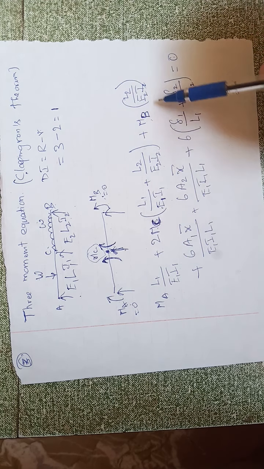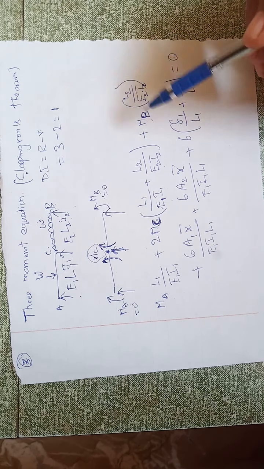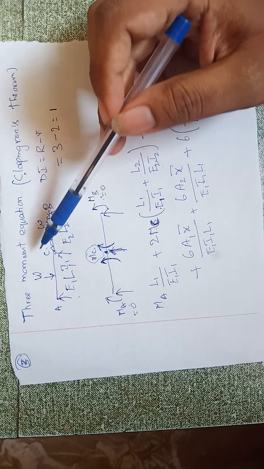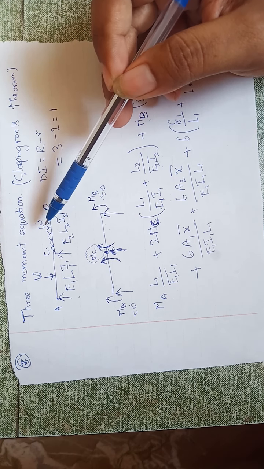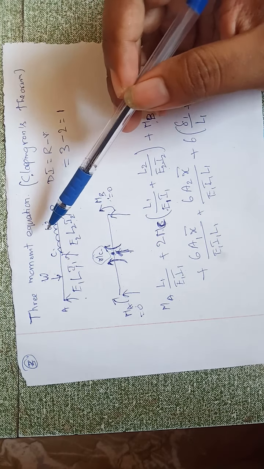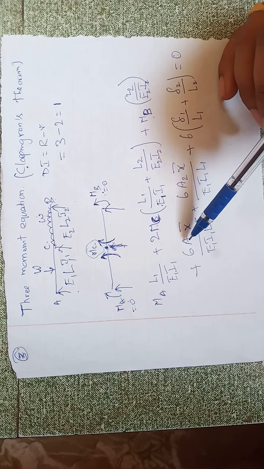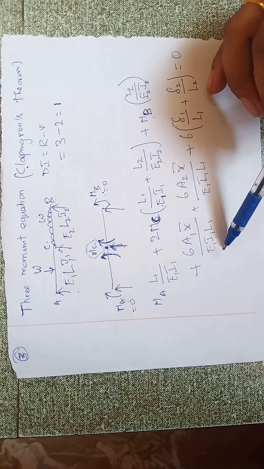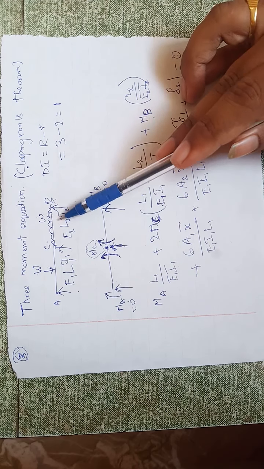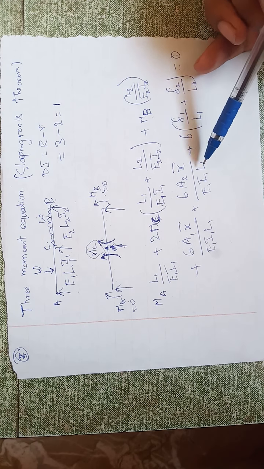So this is a basic three moment equation. In addition to that, based on the principles of superposition, you have additional loads here, that is the point load and the UDL. Due to these external loads, you will have some reactions. That moment is called 6A1 x bar by E1 I1 L1. So for span 2, it is 6A2 x bar by E1 I1 L2.